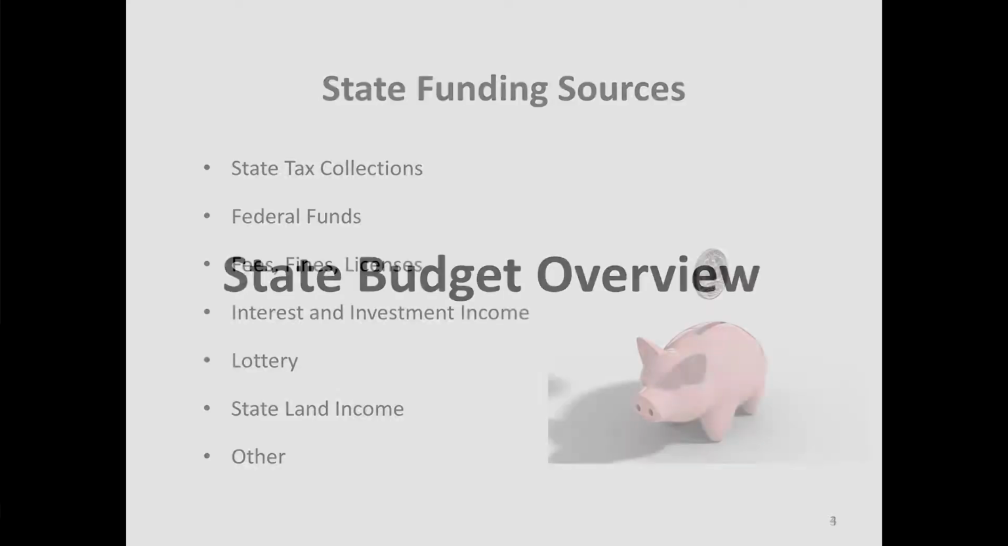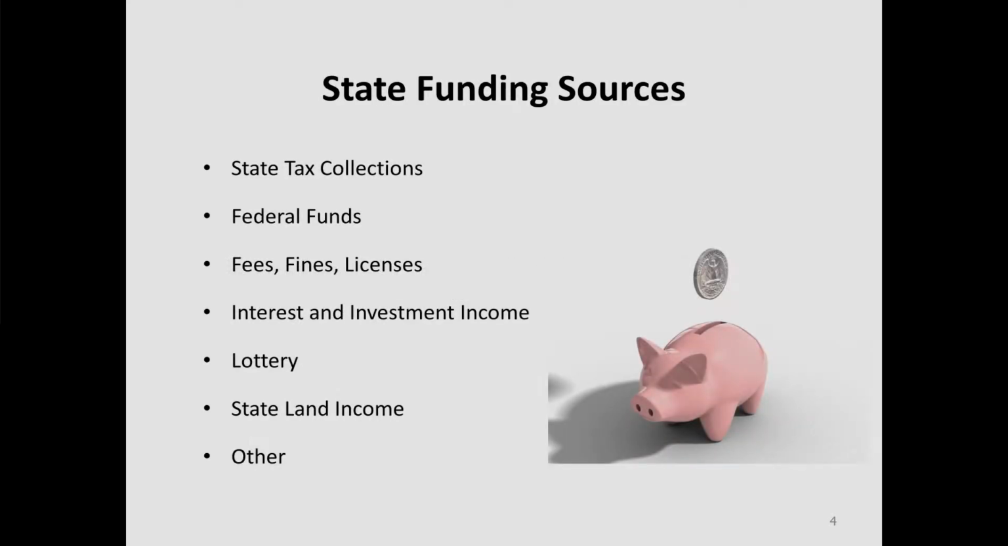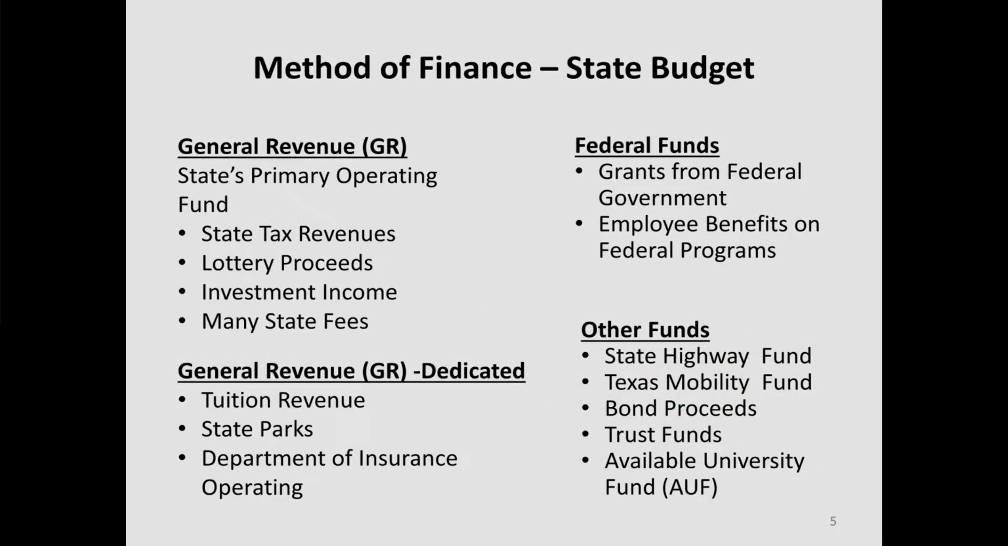So, first of all, a state budget funding sources overview. There are a lot of different funding sources for higher education and just the state in general. State tax collections, federal funds, a lot of other things, lotteries in here. And there are details about how all of these work. So general revenue is the primary funding source for the state of Texas. That's basically the state tax dollars.